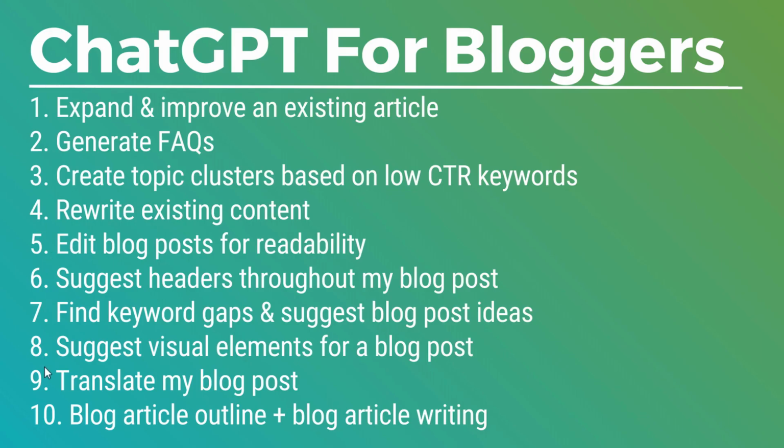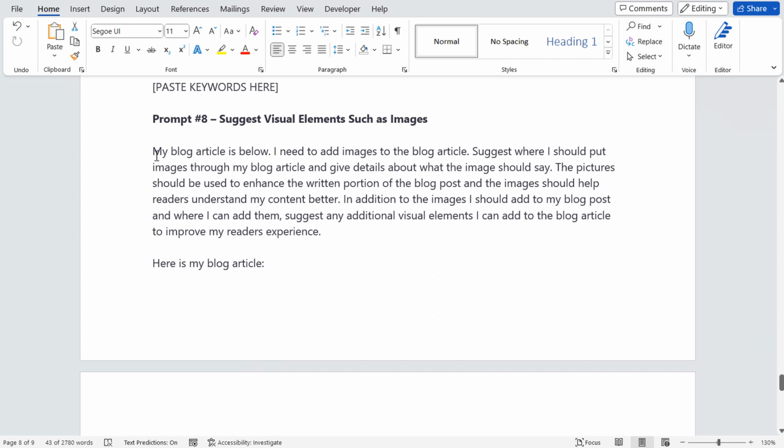So coming back over here, that is finding keyword gaps and suggesting blog post ideas. The next is going to be suggest visual elements for a blog post. So let's come back over to our prompt sheet. So this one, we're basically saying, where should I add images to my blog article? So tell me where I should put the images throughout my blog article, give details on what the image should say, should be to enhance the written portion of the blog post. And then I said, suggest any additional visual elements.